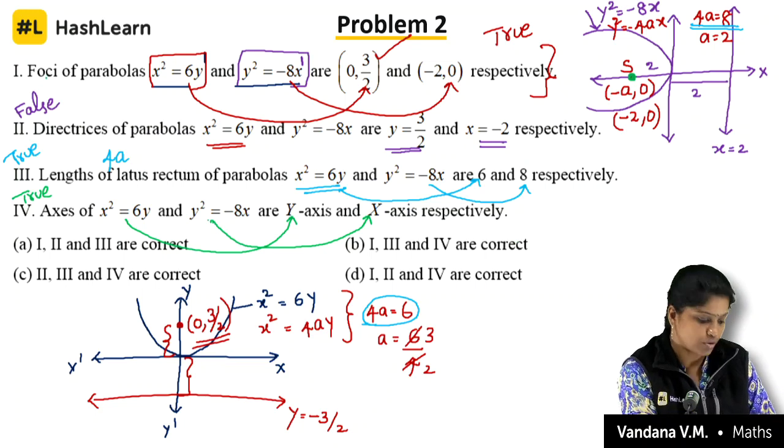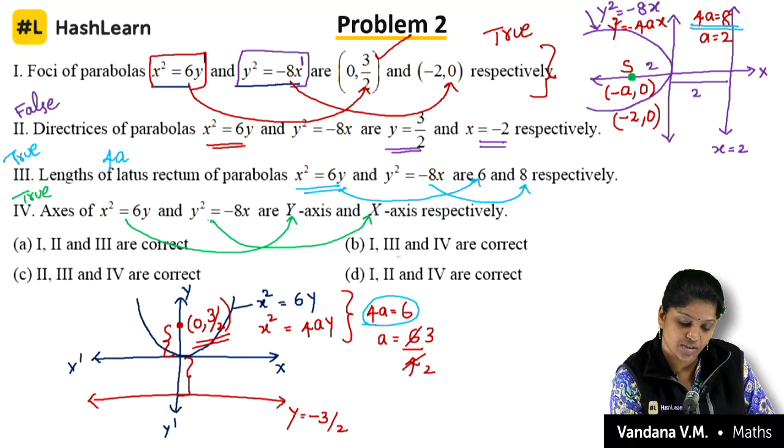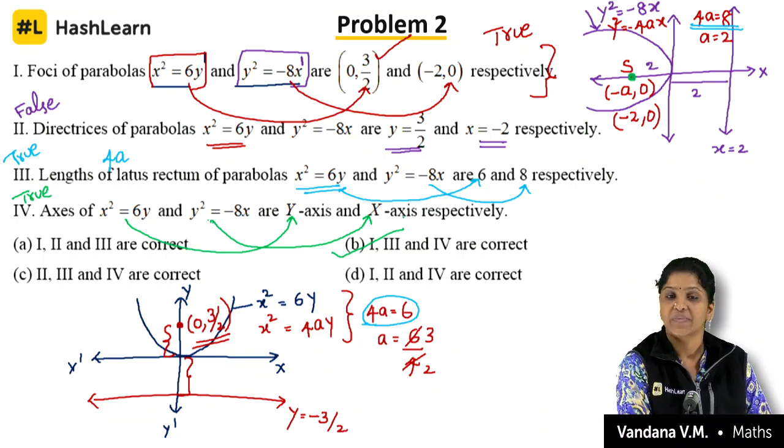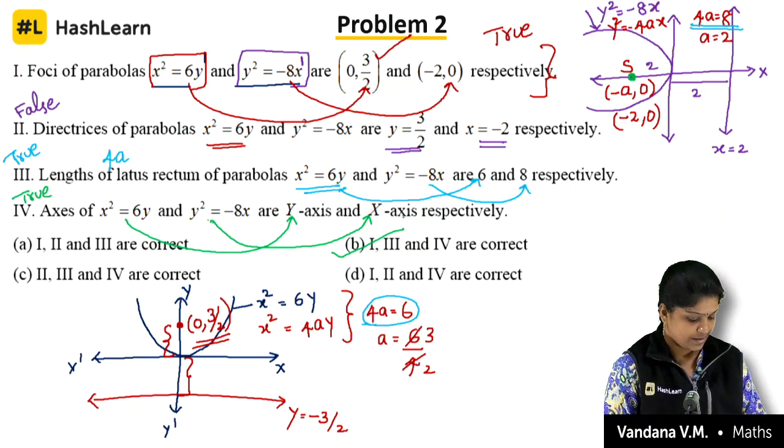Which of these are true? First one is true, third, fourth. First 3, 4th is correct. Second one is wrong. Clear, children? Yes.